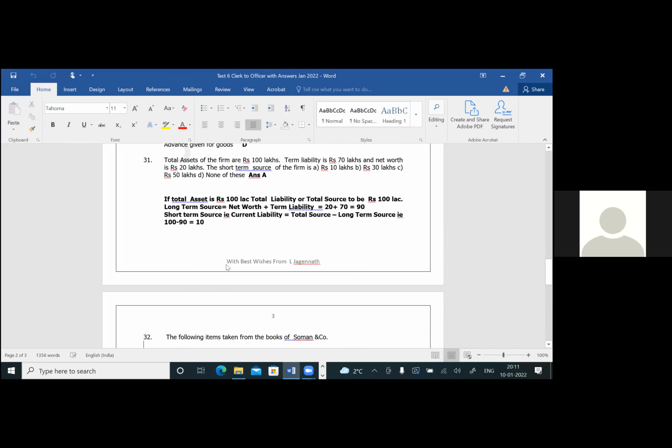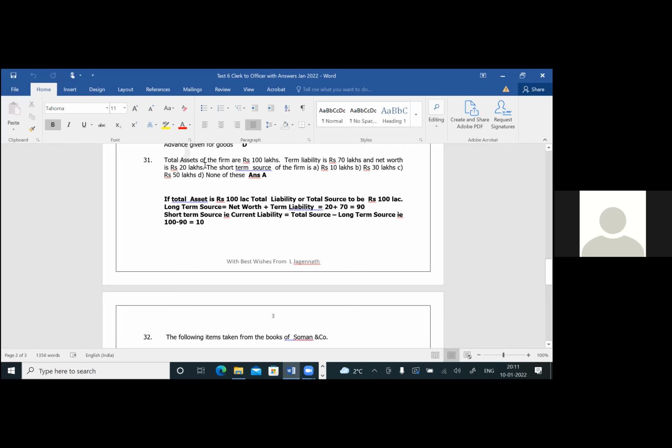Question number 31. Total assets of a firm are 100 lakhs. Term liability is 70 lakhs and net worth is 20 lakhs. The short-term sources of the firm is rupees. So you see how they framed the question. You see this question they asked last time. Total assets of the firm is 100 lakhs. If total assets is 100 lakhs, what is the total liabilities? 100 lakhs. Okay. Term liability is 70 lakhs and net worth is 20 lakhs.